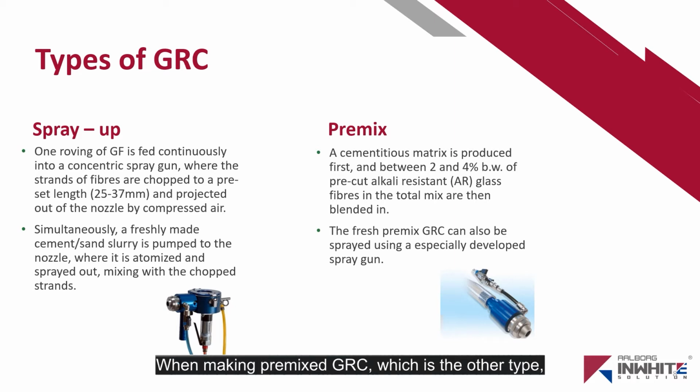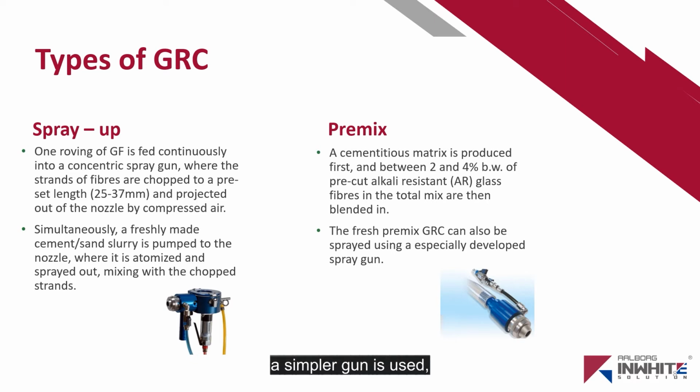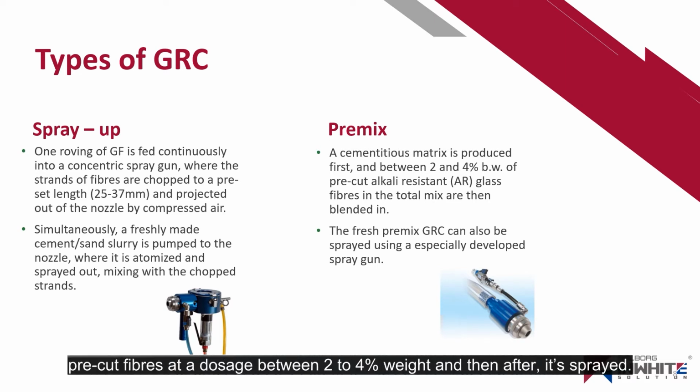When making premix GRC, which is the other type, a simpler gun is used. You can see it in the picture to the right. In this case, the GRC mortar is mixed with the pre-cut fibers at a dosage between 2 to 4% by weight, and then after is sprayed.